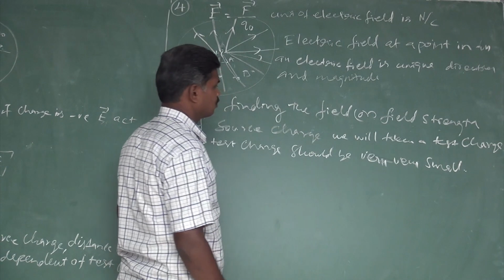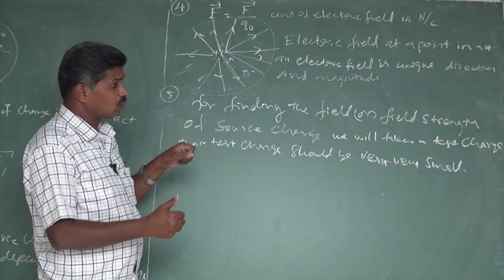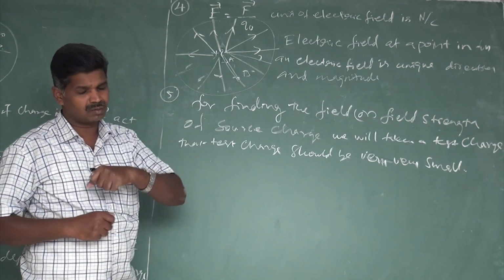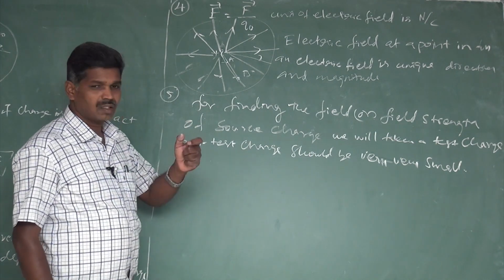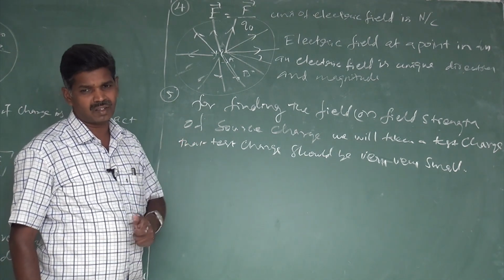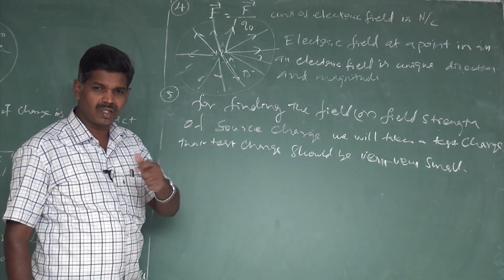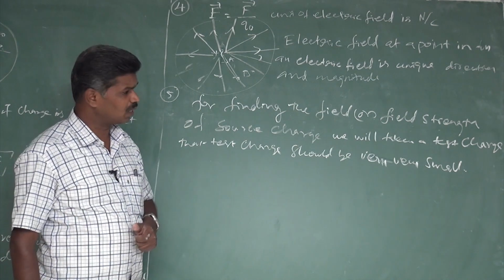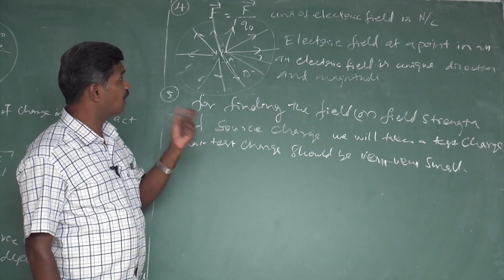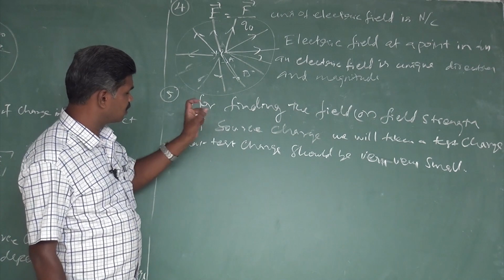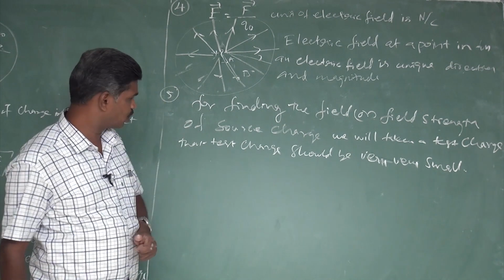Very, very small. But for what reason do we require the test charge to be very, very small? We are going to identify the field of our source charge. For that purpose only we take the test charge. Our source charge field cannot be altered by our test charge. If it is altered, we cannot find the perfect value of the source charge field. So for that purpose we should take a test charge that is a very small charge compared to our source charge. That's why it is a very important point. The test charge should be very, very small compared to the source charge.